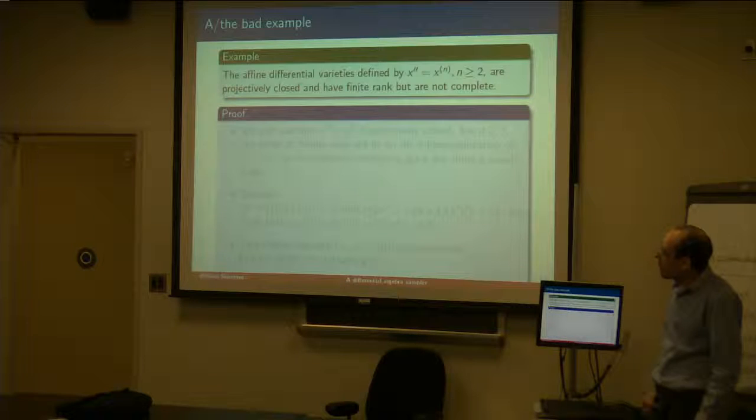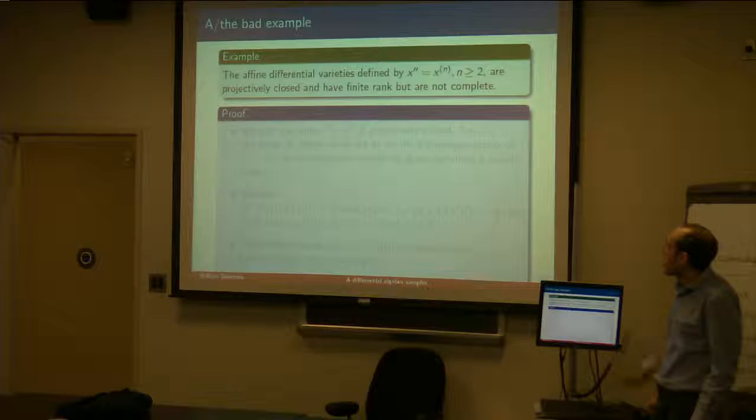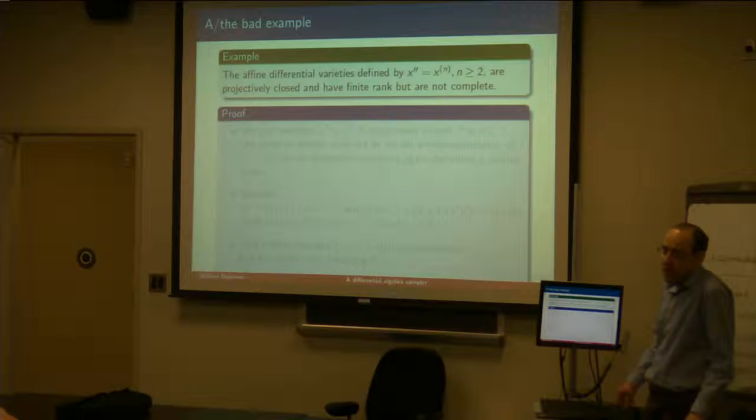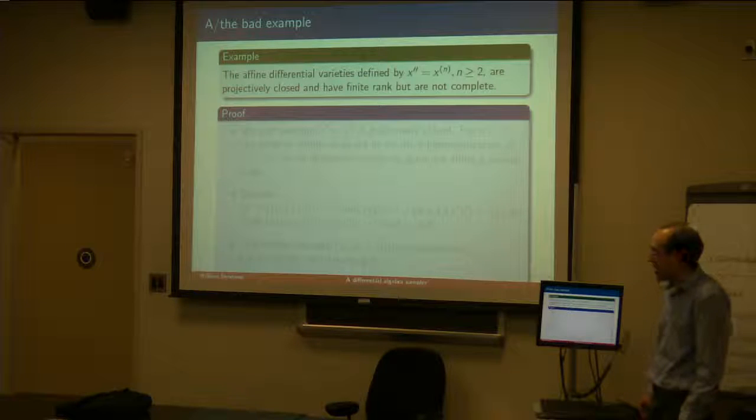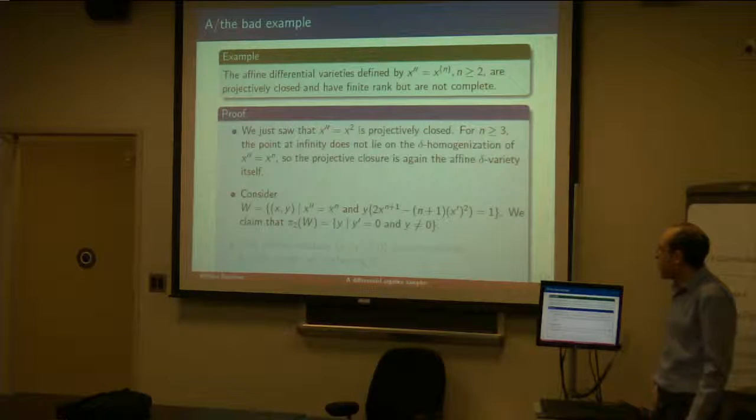Just projectively closed. The case n equals 2 is what we just saw, and for n greater than or equal to 3, you homogenize and plug in the point at infinity, and it just doesn't satisfy it. So there's nothing tricky to do there to show that it's already one of these strange affine projectives. So we have to come up with an appropriate counterexample. This is the closed set in the product that we're going to project and find a non-closed image.